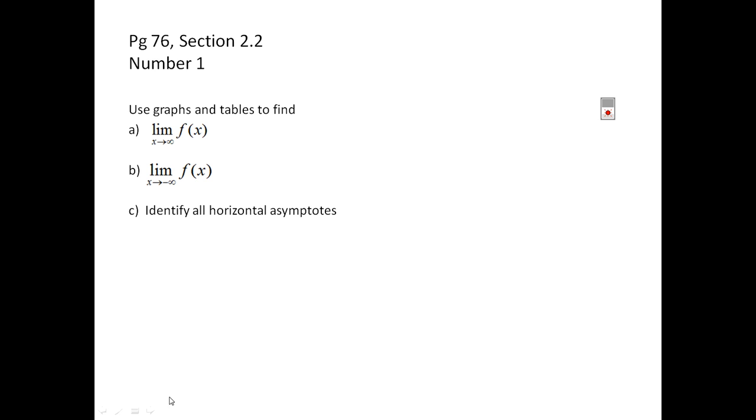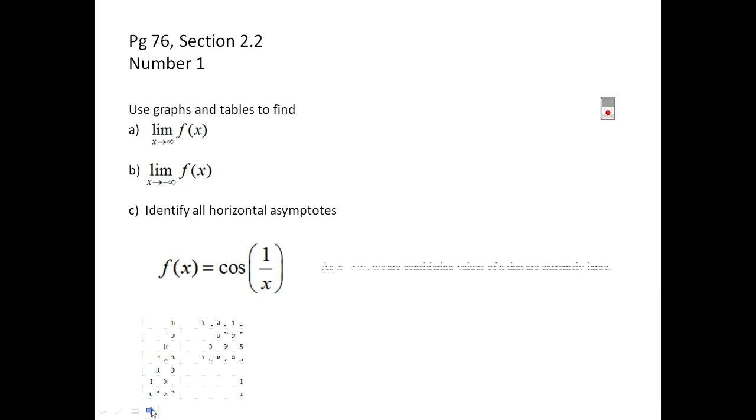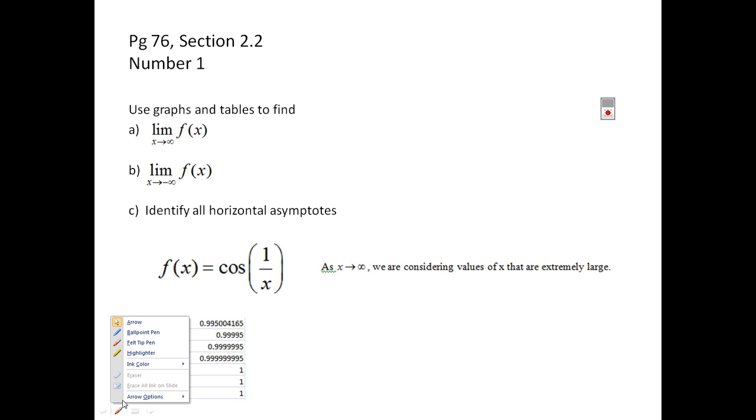In this problem we're looking at limits as x goes to infinity or x goes to negative infinity. So we'll start it off with the function f of x equals the cosine of 1 over x, and we want to use tables and graphs to estimate the limit. So as x goes to infinity, we're considering values of x that are extremely large. So we're going to plug in some values and make them increasingly bigger.